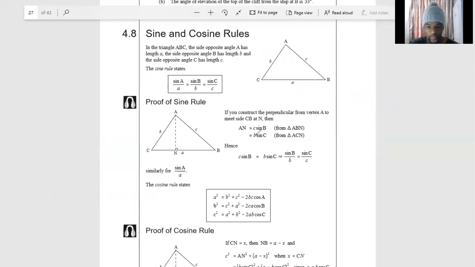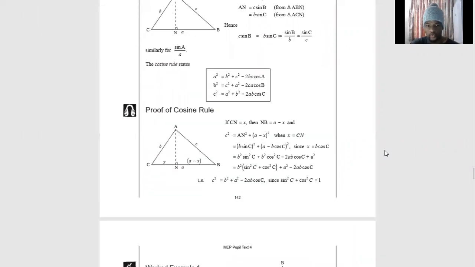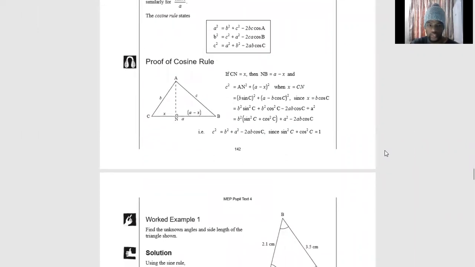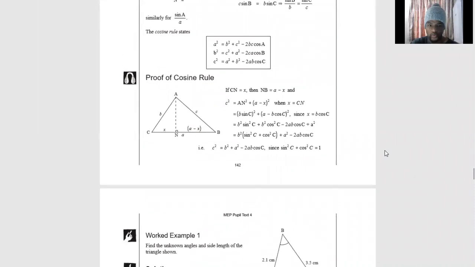They won't ask you to prove the sine rule, right? But check your textbook again. They won't ask you. So we'll go straight to the cosine rule, which is the last rule. Those are the only two rules.